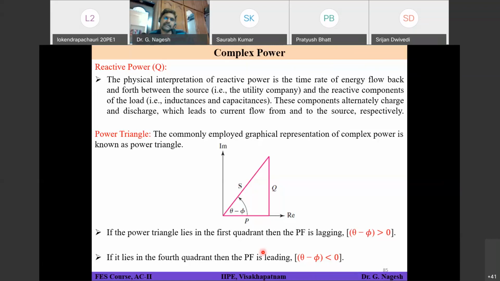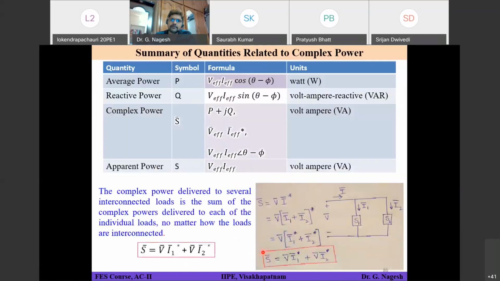So this is regarding complex power, which is S bar equals P plus jQ, and this is regarding your power triangle. For better understanding, I have given this table here, where I have denoted the different powers.